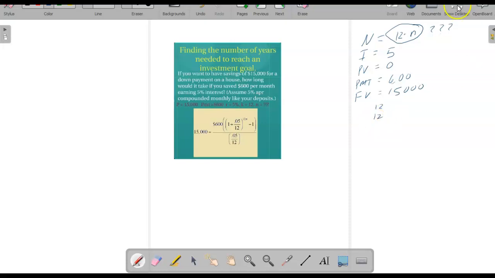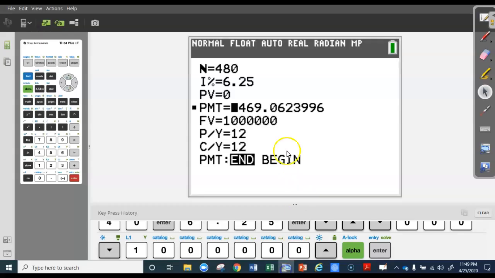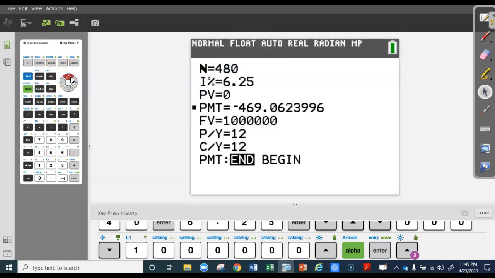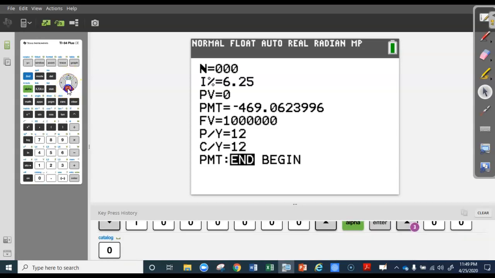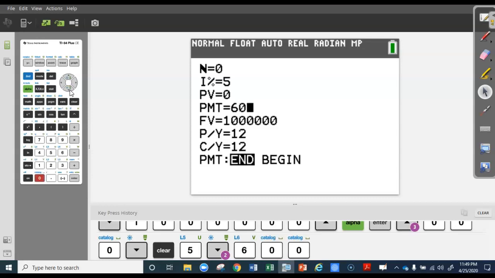And now I'm going to go back to the TVM Solver. I'm going to leave those numbers. You can just type right over the top of them. So n is our unknown, right? We don't know what that is, so I'm just going to put zeros there. And then down arrow. Now I have to delete those, so I can hit clear, or I could delete. That was 5%. Our present value is 0. We were going to make $600 a month investments.